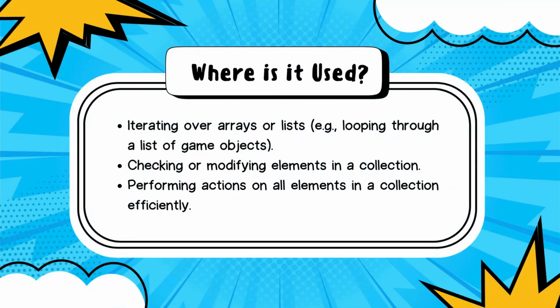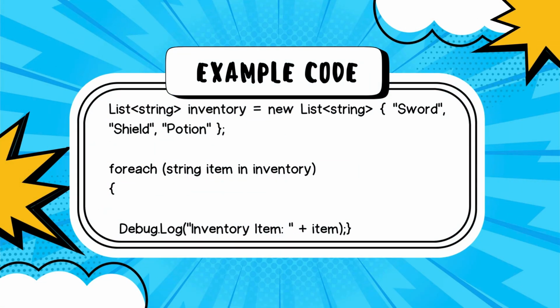Where is it used? Iterating over arrays or lists, for example, looping through a list of game objects. Checking or modifying elements in a collection. Performing actions on all elements in a collection efficiently. Basic Foreach loop syntax.